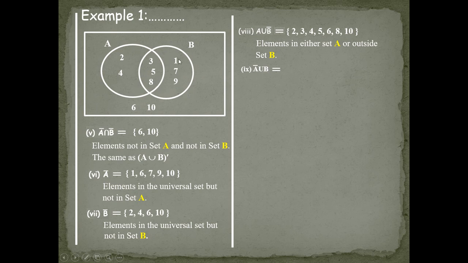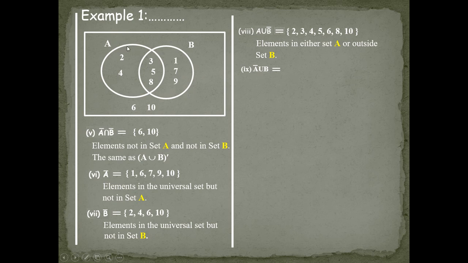Shade set B. Now since we are dealing with the union, we shall take the entire shaded region. You realize that the only elements we are leaving out are these ones here. These are the only elements that will remain out. Let me repeat that: A complement union B.